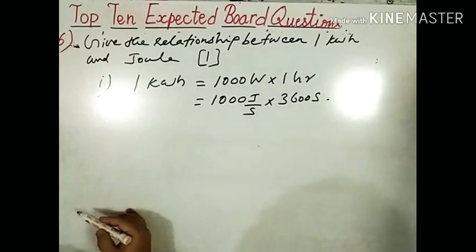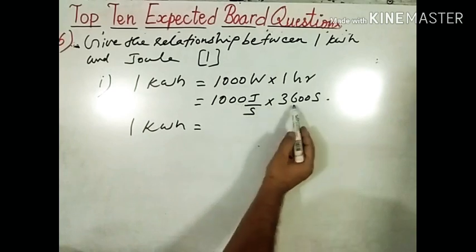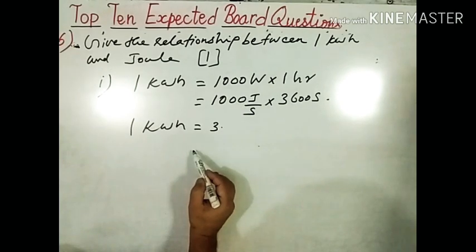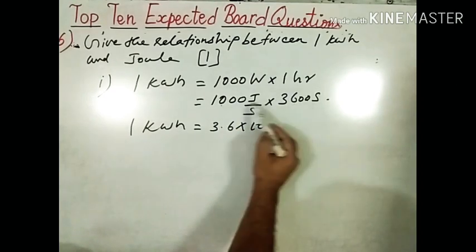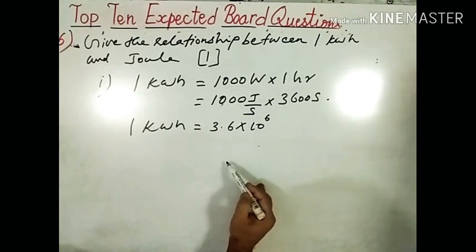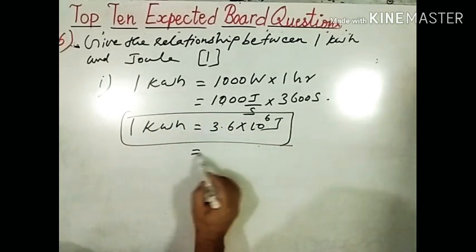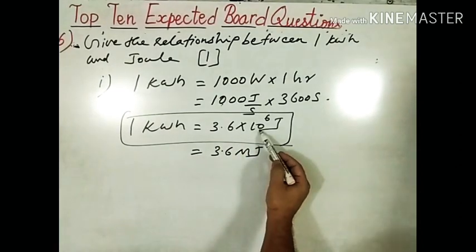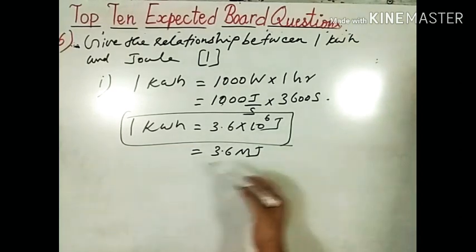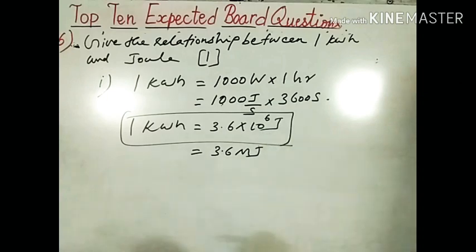3600 seconds. Okay. So I can write 1 kilowatt hour is equal to 3.6 into 10 to the power 6. How many zeros? 1, 2, 3, 4, 5, 6. 10 to the power 6 joule. So 1 kilowatt hour is equal to 3.6 megajoule, or 3.6 into 10 to the power 6 joule. This is the relationship between kilowatt hour and the SI unit of energy, that is joule. Please remember this relation. Very, very important.